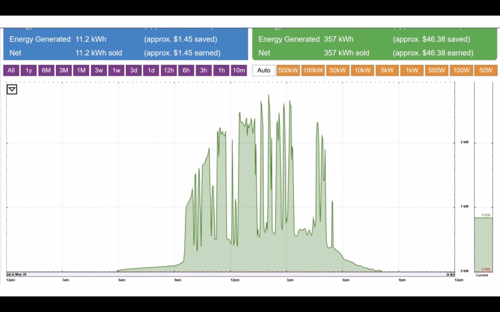Here we are. Does the weather from yesterday seem to match what you see on your graph? As always, time is the independent variable on the x-axis. Power in kilowatts is the dependent variable on the y-axis. The electrical energy produced for the time period selected, as you know, is always provided here.